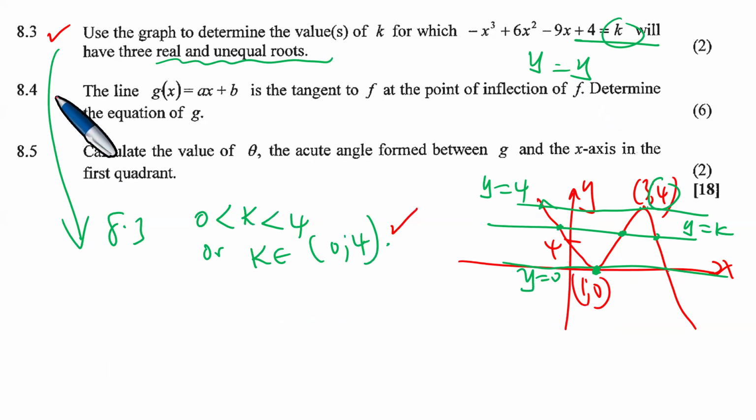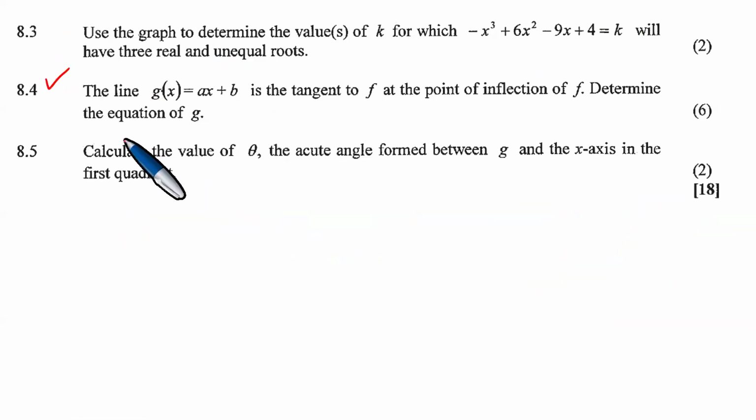Right, in 8.4, we want to deal with the line. The line, for instance, g of x equals ax plus b is a tangent. Okay, let's look at that one. Let's provide now space for it. This line here is the tangent. The line g of x equals ax plus b is the tangent to f at the point of inflection of f. Determine the equation of g.